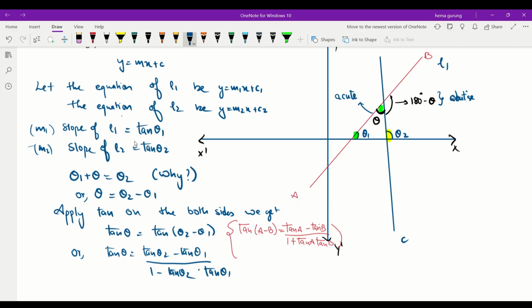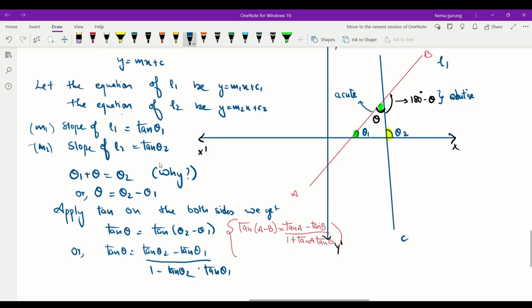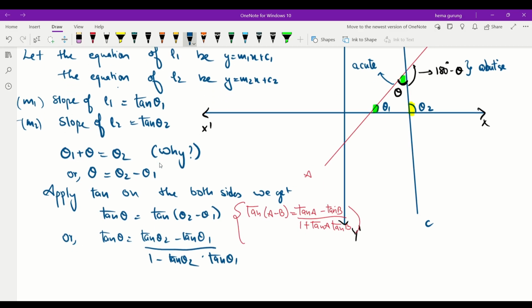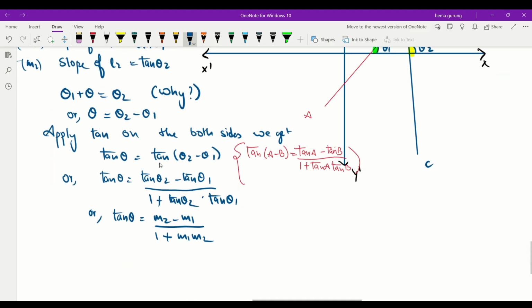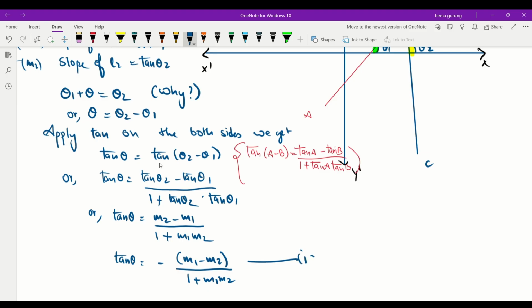As you know, what is tan theta 1 and tan theta 2? They can be replaced by the slopes, as they are the slopes. So m2 minus m1 divided by 1 plus, my bad, m1 m2. Fine. It can further be simplified as tan theta can be written as negative (m1 minus m2) divided by 1 plus m1 m2. Let's keep this as equation 1.